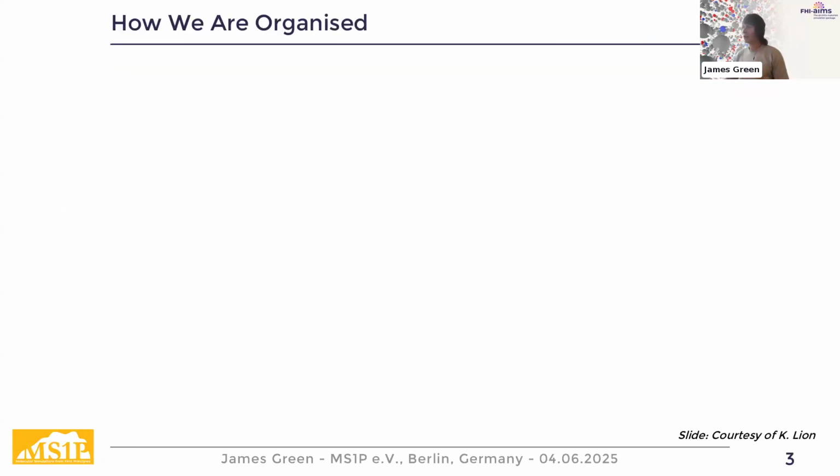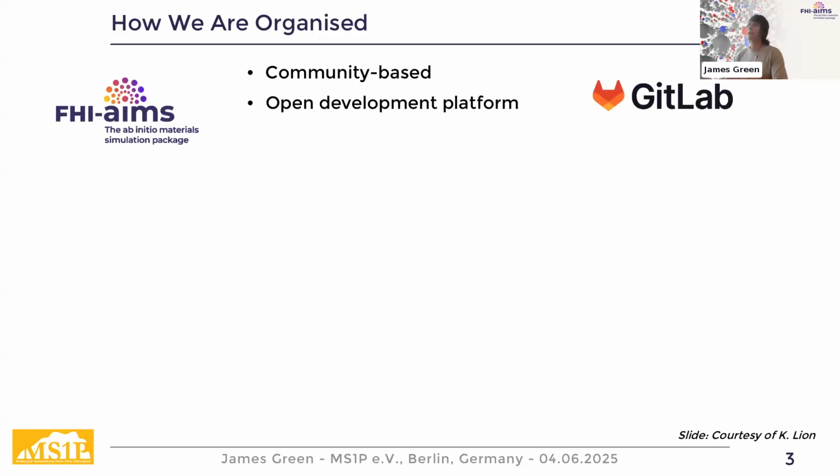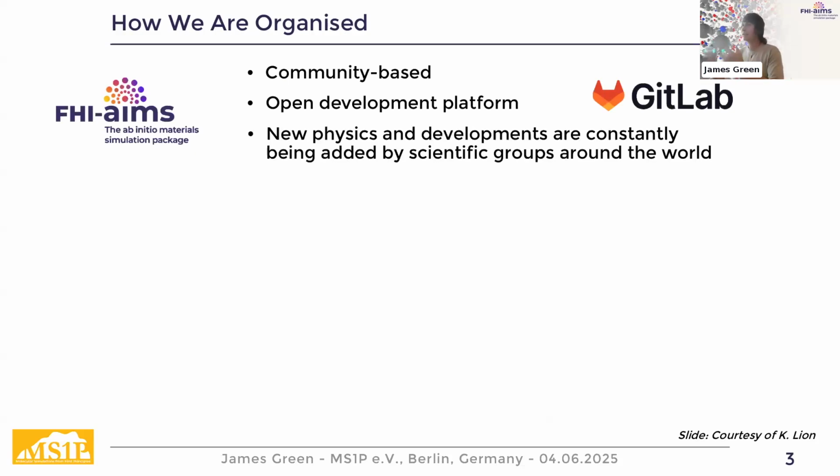So how we're organized. Like I say, FHI-aims is a community-based code. It's hosted on an open development platform on GitLab. Once you have access to the code, anybody can contribute. New physics and new methods are constantly being added by different scientific groups around the world, as you saw on the previous slide.